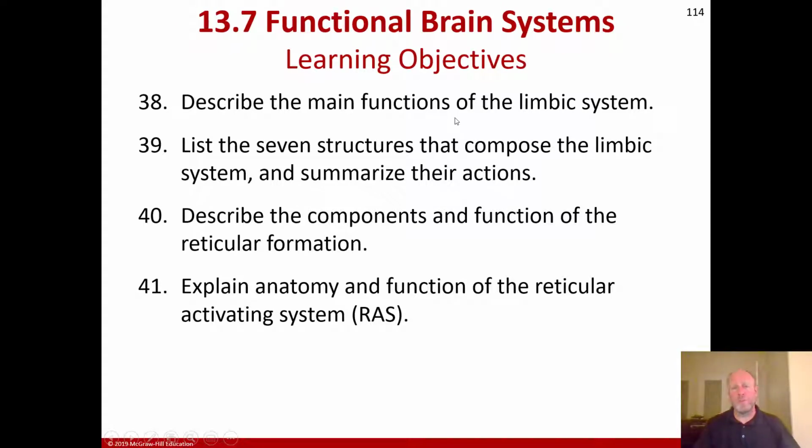For the functional brain systems, some objectives we should be able to understand going forward are: describe the main functions of the limbic system, list the 7 structures that compose the limbic system, and summarize their actions. Describe the components and function of the reticular formation, and explain the anatomy and function of the reticular activating system, RAS.